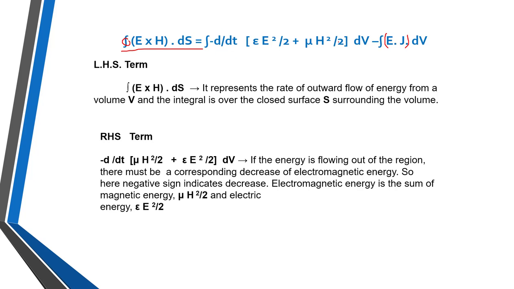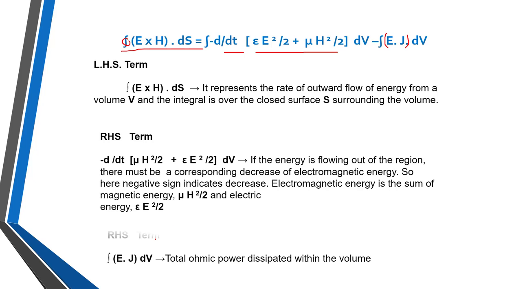The first term at the RHS is minus dou by dou t of (mu H square plus epsilon E square) into dv. It is the energy that is flowing out of the region, and there must be a corresponding decrease of electromagnetic energy. So the negative sign indicates the decrease of energy stored in terms of electromagnetic energy, and it is the sum of electric energy and magnetic energy.